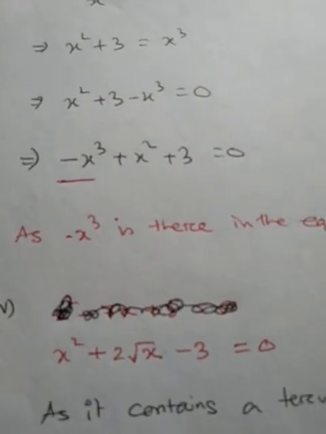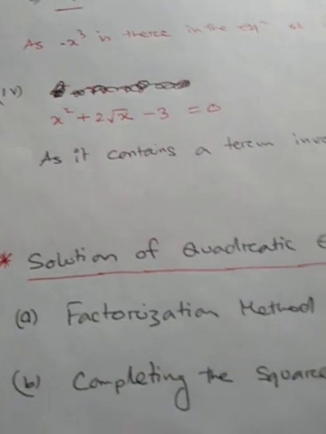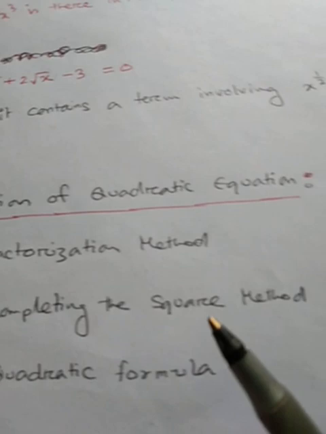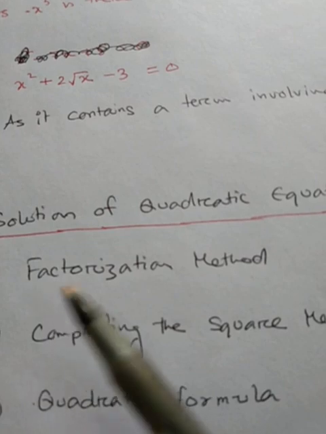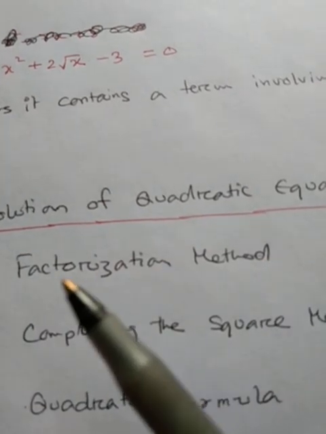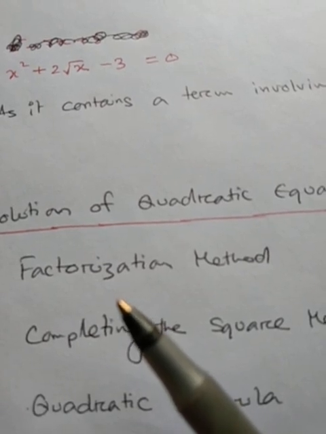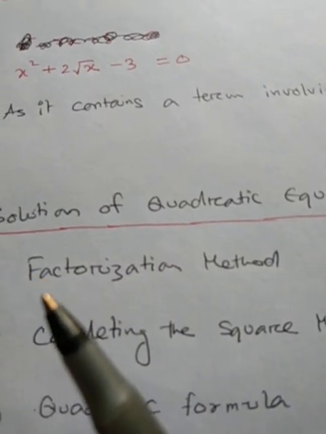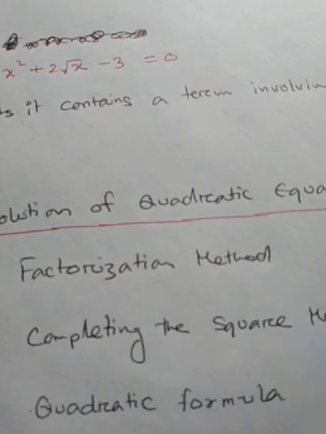Now these quadratic equations we can solve in three different ways. The first way is factorization method, second is completing the square method, and third is quadratic formula method. The factorization method is familiar to us. Here we have to factorize the middle term, that we know as mid-term splitting. So let us take some examples of quadratic equations that we solve by factorization method.